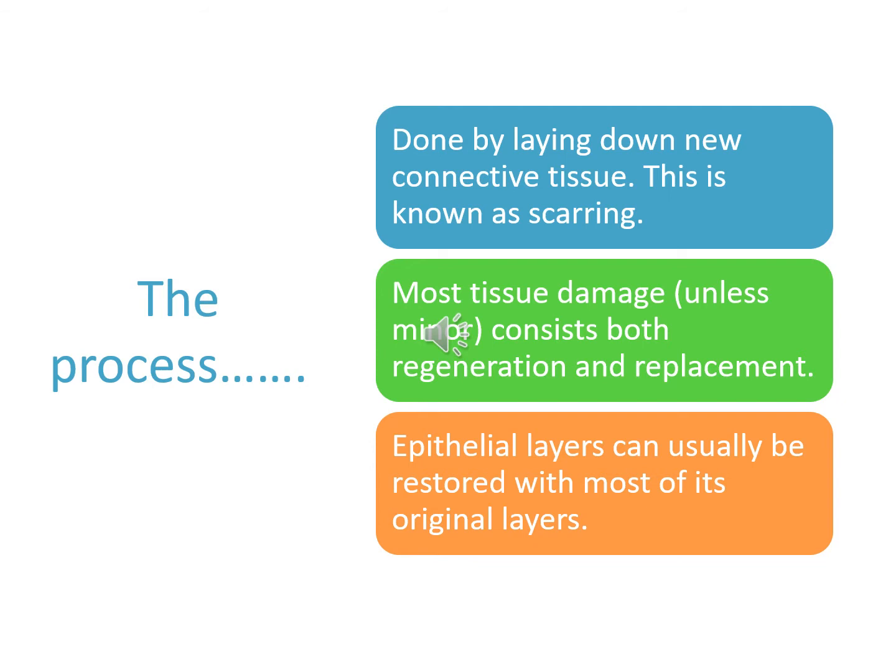So it's quite a common thing. If we have tissue damage, unless it's minor, then it just regenerates and it's done. Otherwise, it consists of both regeneration and replacement. And usually with our epithelial layers, and that's not just our skin, it's the layers around our organs and things like that, can be restored to most of its original layers.